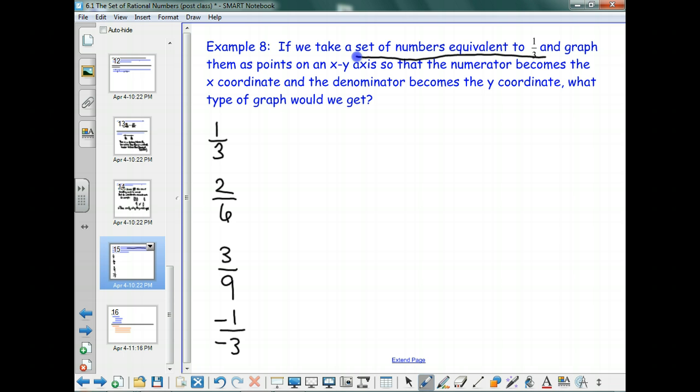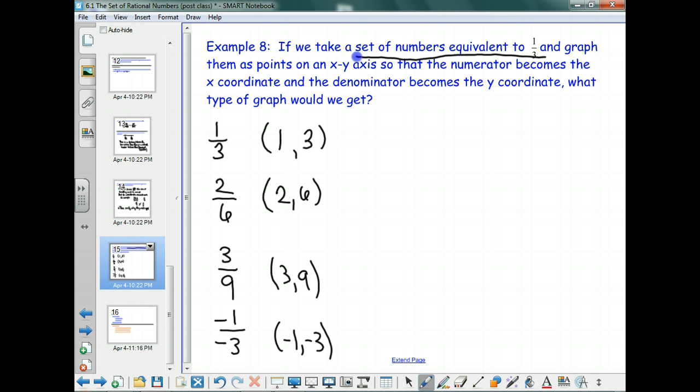Okay. So what it told us to do next is it said, graph them as points on an xy axis. So the numerator is the x coordinate and the denominator is the y coordinate. So we're going to take 1/3 and create an ordered pair out of it. What are the points in my ordered pair? 1 and 3. So I've got the coordinate 1, 3, and then 2, 6, and then 3, 9, and then -1, -3. And it wouldn't matter what you pick. If you didn't pick these 4 and you pick something else, you're getting the same picture overall when we're done.